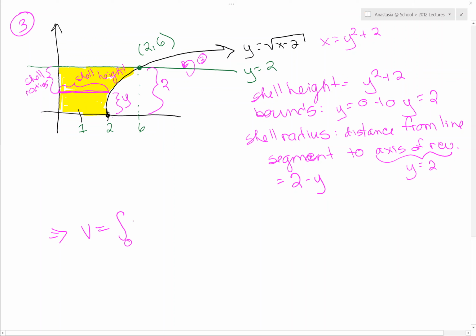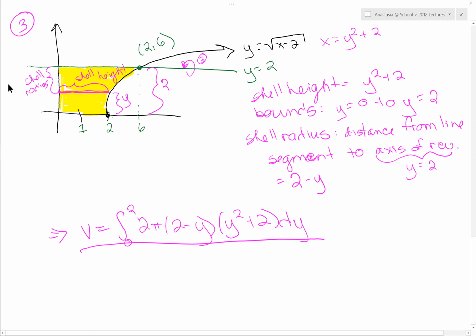The volume in this case is going to be the integral from 0 to 2 of 2 pi, our shell radius is 2 minus y, and our shell height is y squared plus 2, dy. So there is our final answer for part 3. And again, notice, since we're still going the same direction, we still have the same orientation, but we've simply moved our axis of revolution up. The only thing that has changed from part 3 to part 2 and even to part 1 is our shell radius. Everything else is the same.